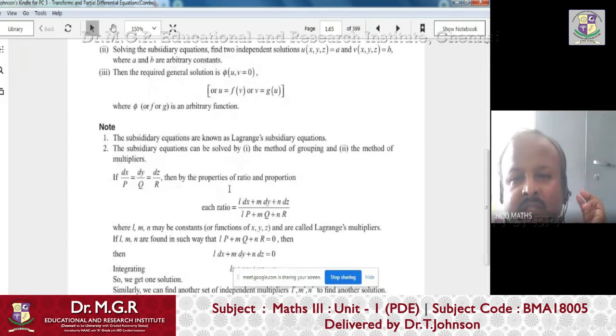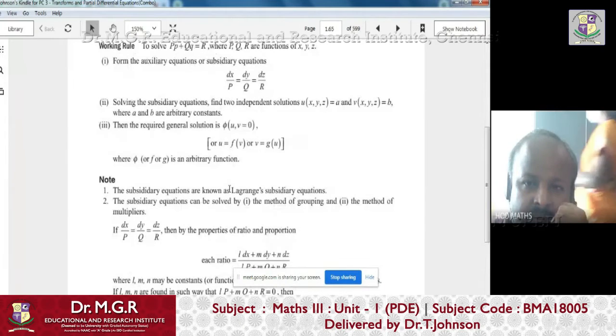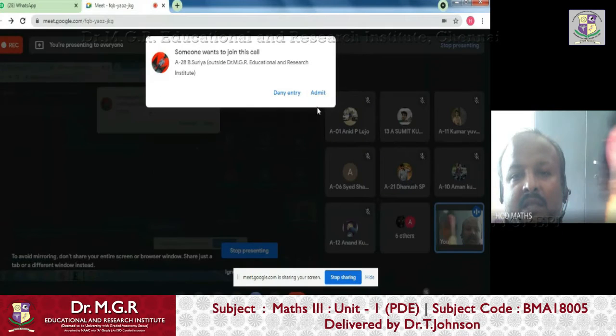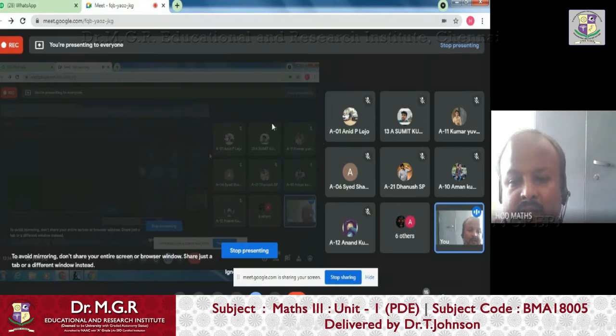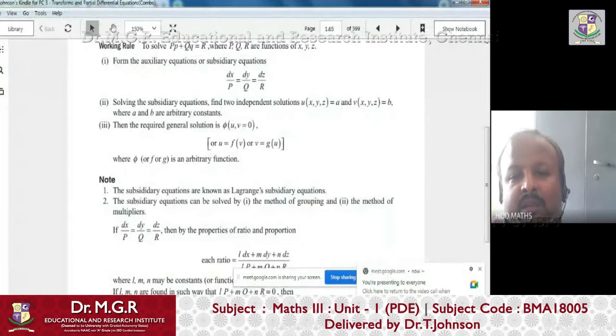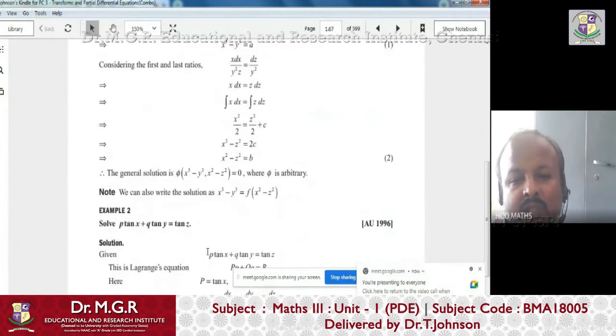For this also there is no standard procedure, but you have to use your common sense to solve these equations, dx by P equal to dy by Q equal to dz by R, and you have to find two equations of the form u of x, y, z and v of x, y, z. So your ultimate aim is to find these two functions by solving these equations. That is what we did in the last class, and we also did one or two problems. So today we will continue with some more problems, and then we move on to the next section.